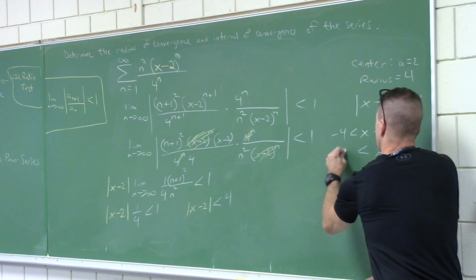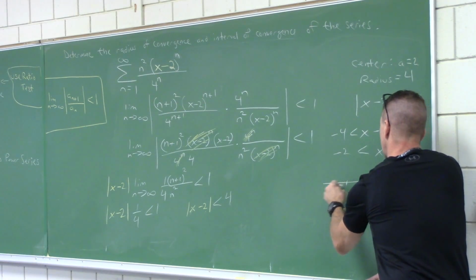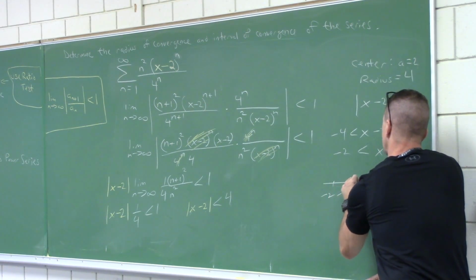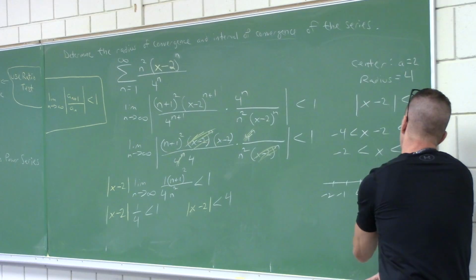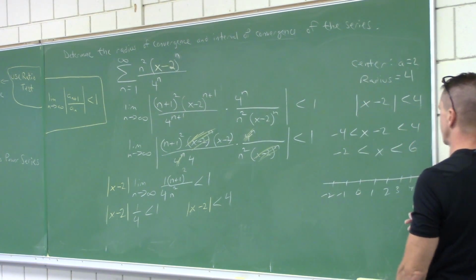Negative 2, good. And look at the number line. I like to just draw it out. All right, negative 2, and then negative 1, 0, 1, 2, 3, 4, 5, and 6. And the center is where?